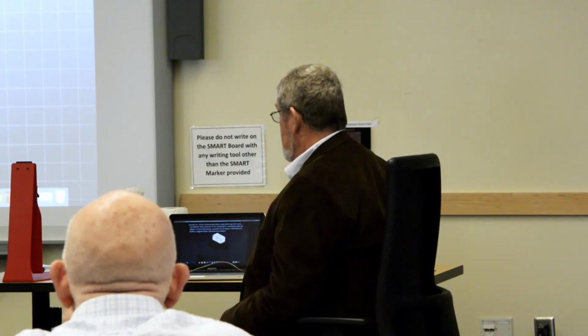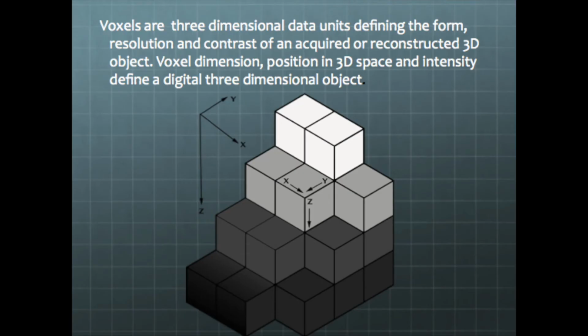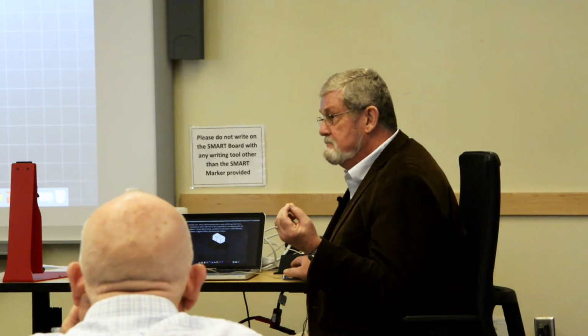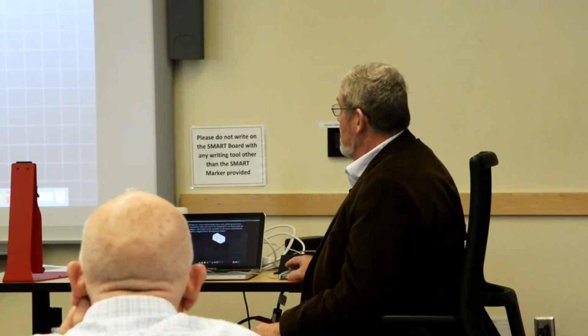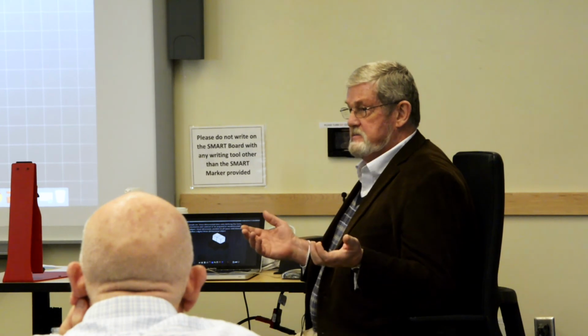3D files are very analogous to this, except they're made up of voxels, little cubes, three-dimensional digital units. These cubes define the form, resolution, contrast of an acquired or reconstructed 3D object. The voxel dimension is an important part of this. The position in 3D space that voxel occupies, the intensity of the voxel, all define a three-dimensional object.